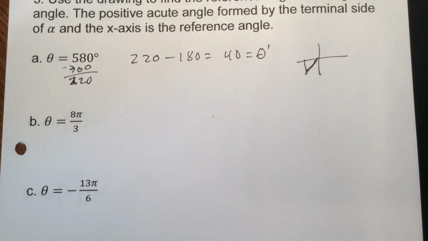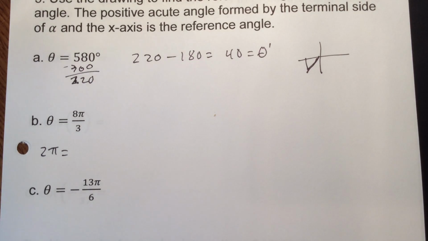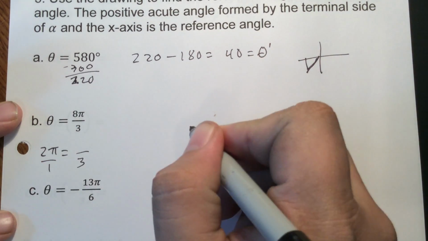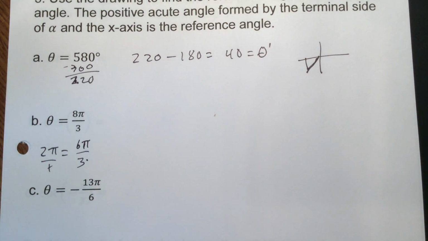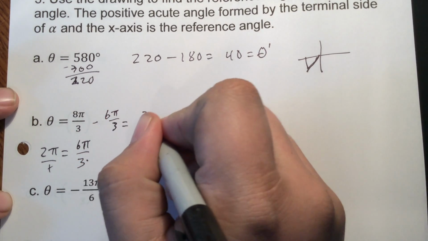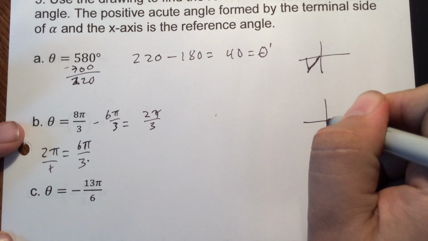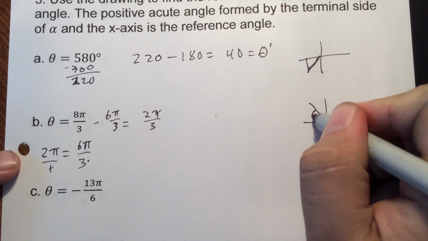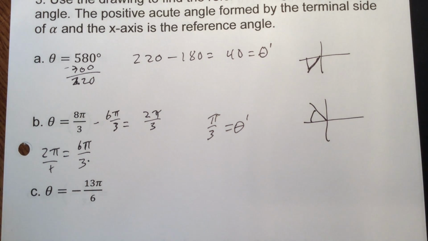So 8 pi over 3. First off, 2 pi, if we compare it to get into like denominators there, if we put it over 3, well, 3 times 1 would be 3, so 2 pi times 3 would be 6 pi. So looking at this, definitely more than 6 pi, so let's get rid of that revolution. So if we minus out 6 pi over 3, we'd be left with 2 pi over 3. So think about it, 2 pi over 3, we're 2/3 of the way to pi. So we have to be in here somewhere. Well, how much short are we? Pi over 3 short. That makes our reference angle.